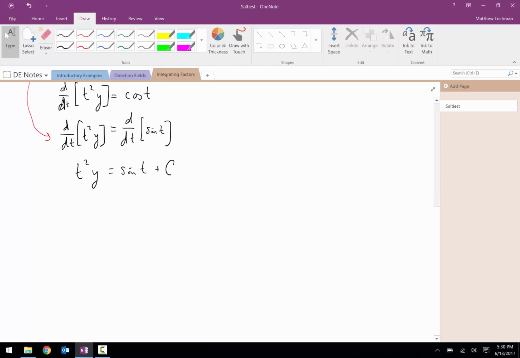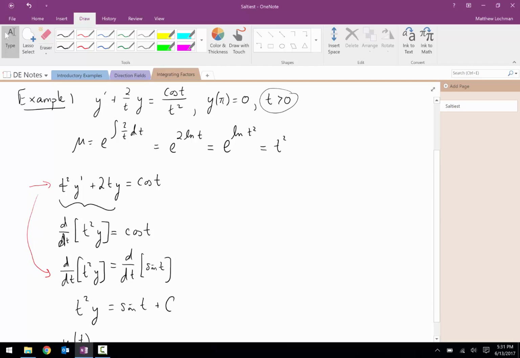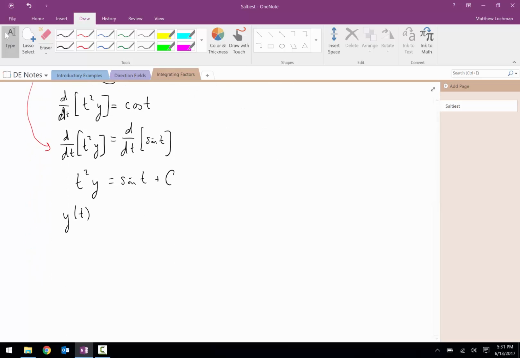In the final step, it's very important that you have the plus c here. The second you remove derivative symbols and take antiderivatives, that plus c better be there, because in the next step we're dividing everything by t squared. That's okay, because t is positive from the original part of the equation. Since t is positive, I'm allowed to divide by it because it's not 0. And then this becomes sine t over t squared plus c over t squared.